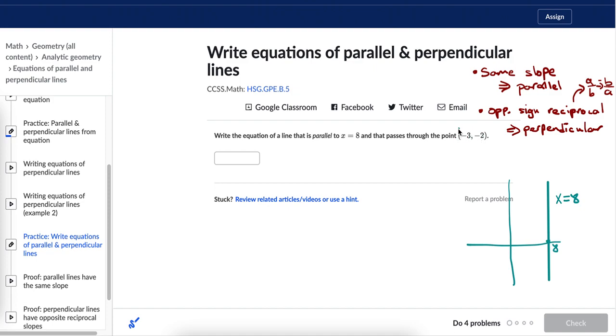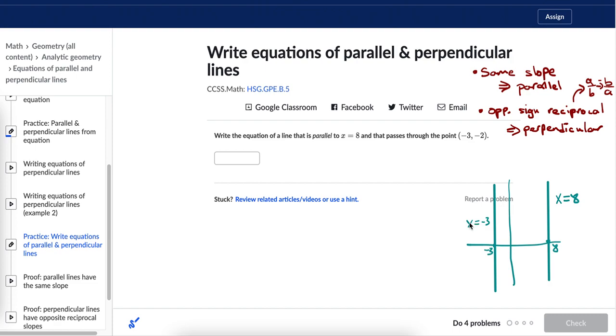Well, let's look at the value of negative 3. So we're looking at negative 3. So we're going, okay, negative 3 right there. And we want a line that's parallel to that, to x equals 8. And so it's going to be a vertical line. So hopefully you guessed it. Our line here must be x equals negative 3.